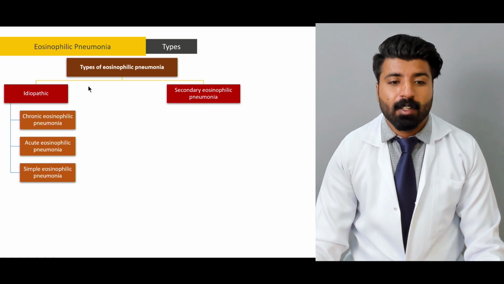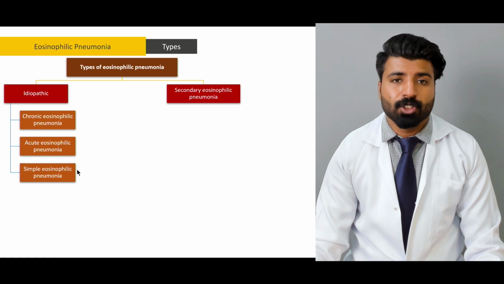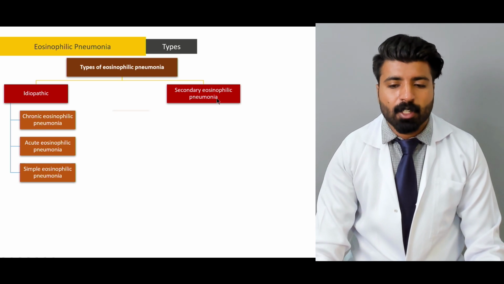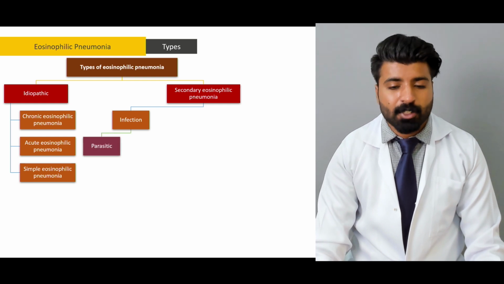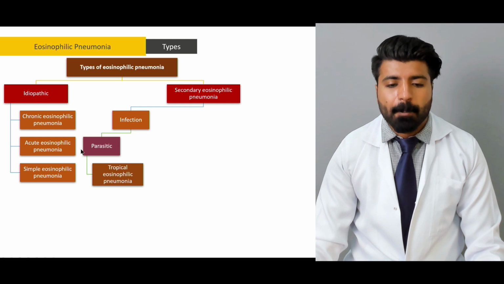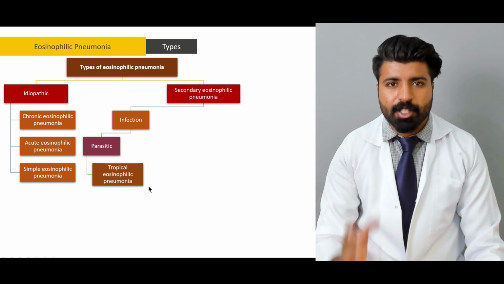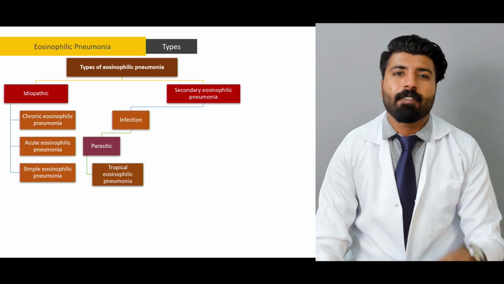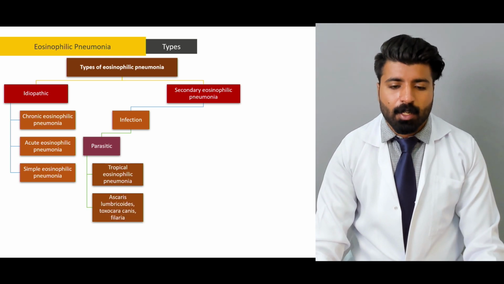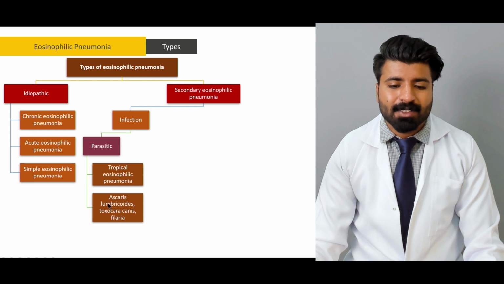Next on, we have secondary eosinophilic pneumonia. Now, it's not idiopathic. As you can see, idiopathic contains only three of them: chronic eosinophilic pneumonia, acute eosinophilic pneumonia, and simple eosinophilic pneumonia. In secondary eosinophilic pneumonia, we'll have the cause. Either it's going to be infection, and the infection is going to be parasitic, and among parasites, we have tropical eosinophilic pneumonia. It happens in a certain region. Certain regions are very famous for getting this kind of pneumonia, mostly African countries. Next on, these parasites will be Ascaris lumbricoides or Toxocara canis or filaria.